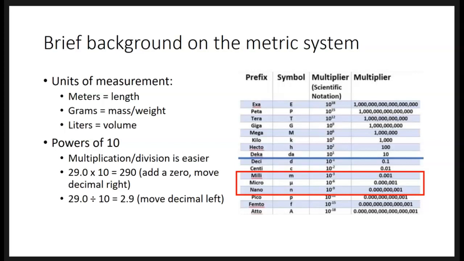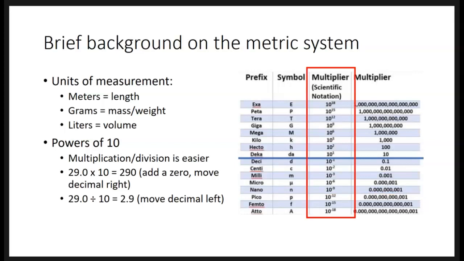An important thing to recognize about the metric system is that it's arranged in powers of 10. Right? So it's pretty easy to multiply and divide by 10 because we simply add zeros or subtract zeros. For example, if we multiply 29 by 10, we get 290. We just move the decimal place to the right, add a zero to that number. If we divide by 10, for example, if we divide 29 by 10, we get 2.9. We simply move the decimal to the left. Milli, micro, and nano units are 1,000 times apart from each other, which is also an easy unit to divide once you get a little bit of practice.